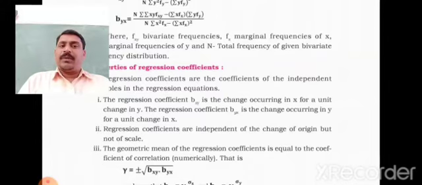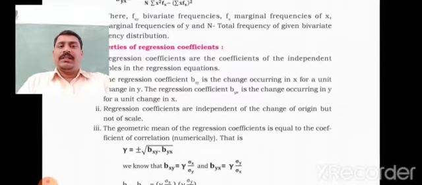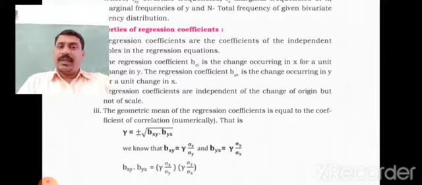And the third property: the geometric mean of both the regression coefficients, bxy and byx, is nothing but the correlation. And for that we can say that if bxy is positive, byx will also be positive. If bxy is negative, byx will also be negative. That means we get both positive or both negative. One positive and one negative we don't get. If such a thing comes, it means somewhere we made a mistake.